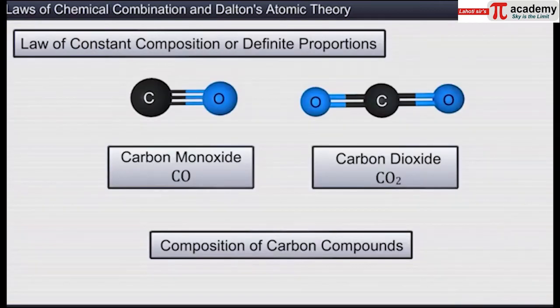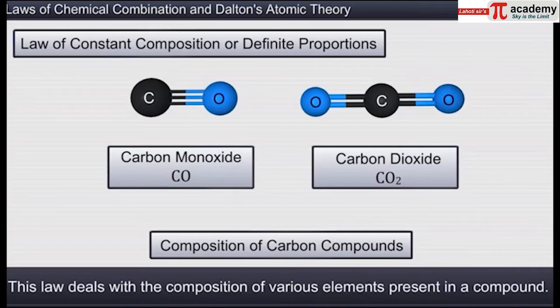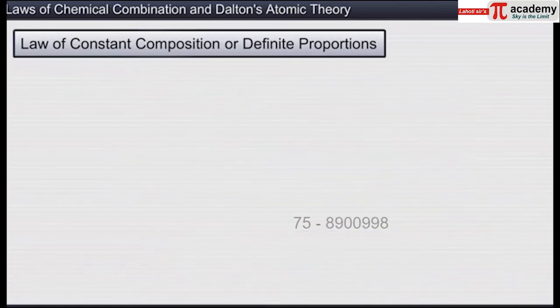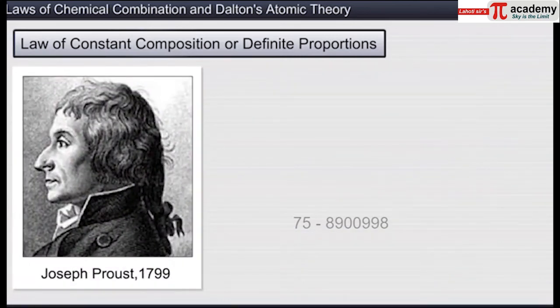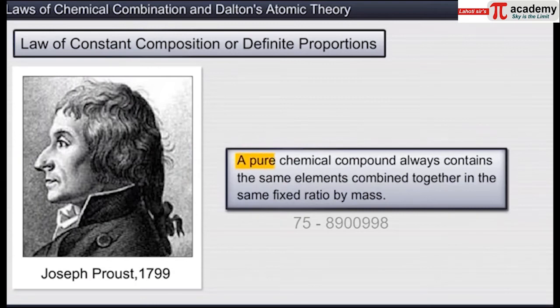Now let's look at the next law. Law of definite proportions. As the name suggests, this law deals with the composition of various elements present in a compound. In 1799, Joseph Proust proposed the law of definite proportions. This law states that a pure chemical compound always contains the same elements combined together in the same fixed ratio by mass.